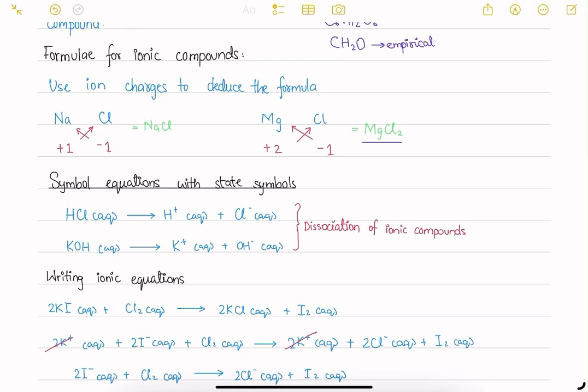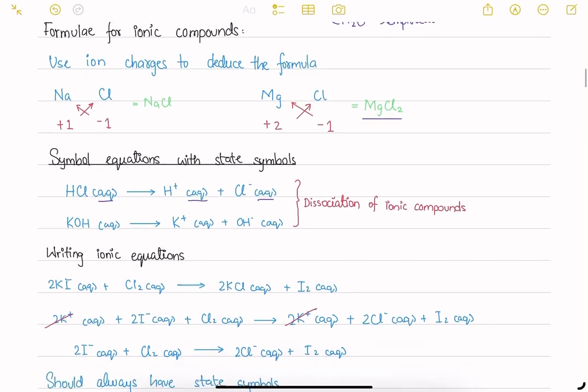So hydrochloric acid forms H plus ions and Cl minus ions. Now I have said aqueous over here and aqueous over here and aqueous over here because as I told you, it dissociates when it is in an aqueous solution. That means when it is put into water. So we don't write liquid, we write aqueous when we are writing the dissociation over here of HCl and KOH. So KOH gives us K plus ion and OH minus ion.